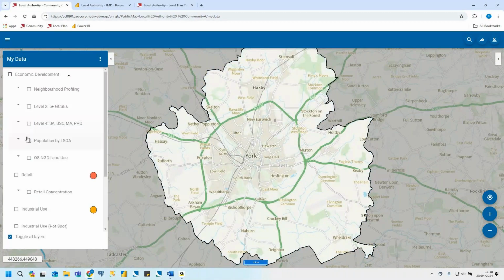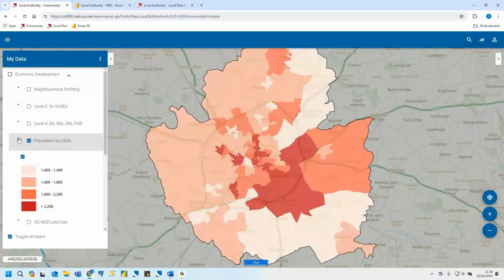Here is another example, this time just looking at population numbers. Some businesses like retail need to know potential catchment areas, so understanding what that reach might be and where the population is located is important to them.